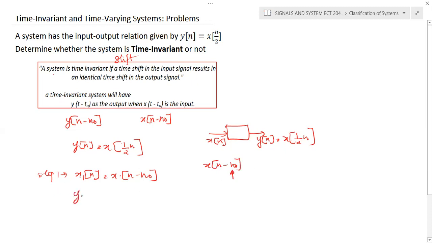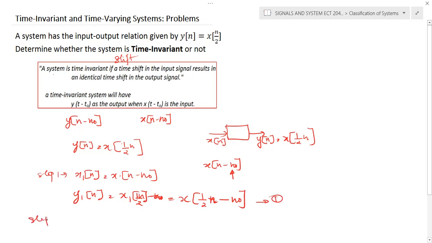So if you find the corresponding output y1 of n, if you apply x1 of n, it becomes x1 of half n. Now we are applying this particular shift, then it becomes x1 of 1 by 2n minus n0. So make sure that we are applying only a shift in the input signal. That is, we are providing a shift of minus n0. So this is equation number 1.